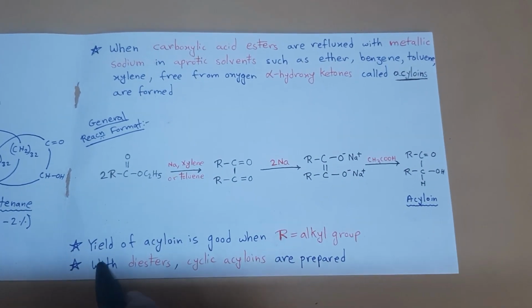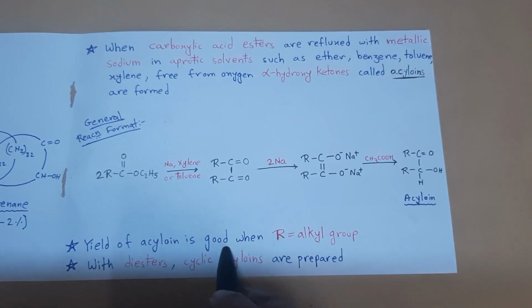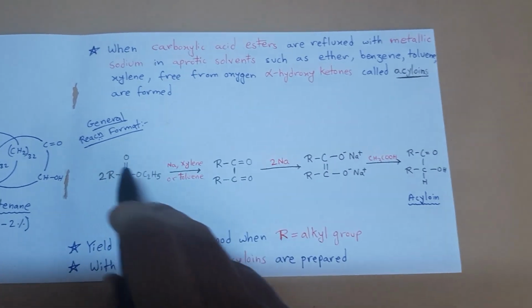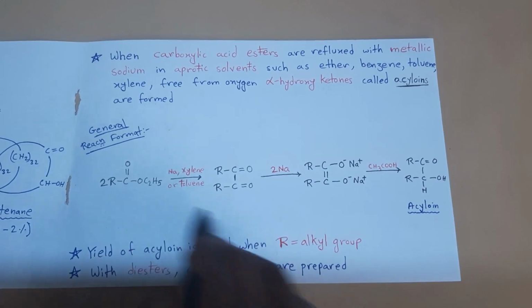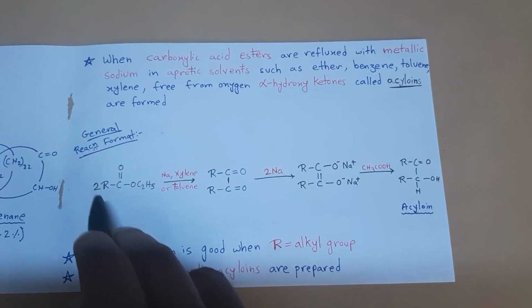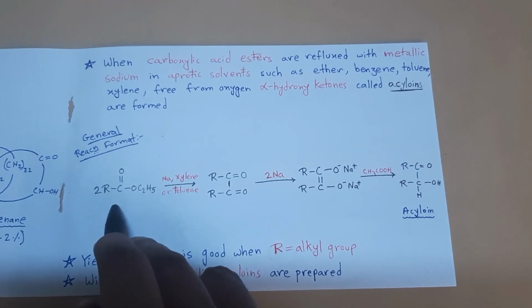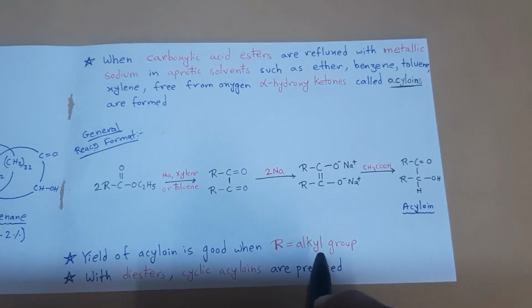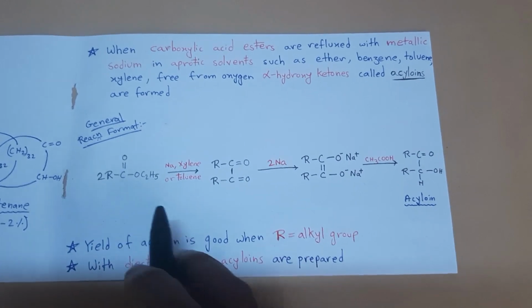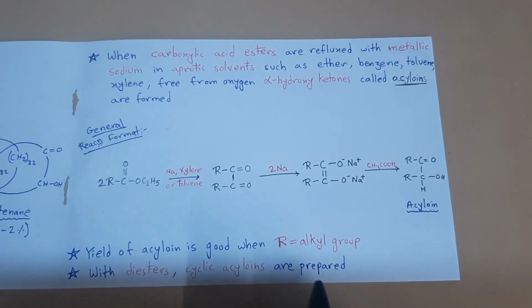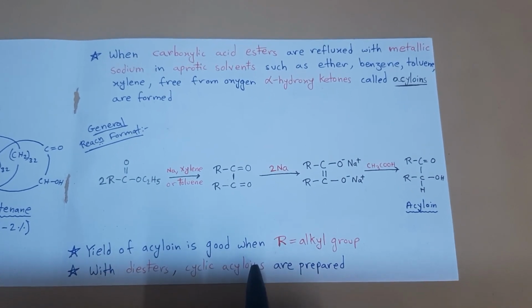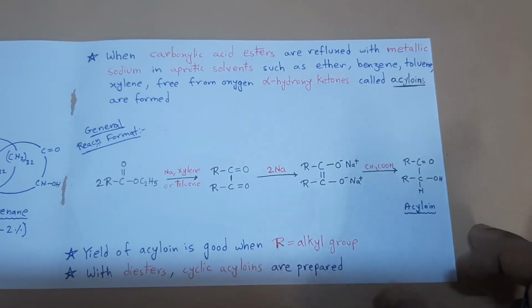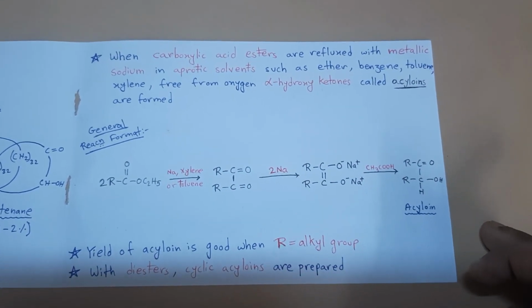As you can also watch, the yield of acyloin is good when this R is an alkyl group and not a hydrogen group. R can also be a hydrogen group in this case, but the yield is much better when it's an alkyl group. And with diesters, if diesters are used, then cycles will be formed. So these are the first set of points which are required.